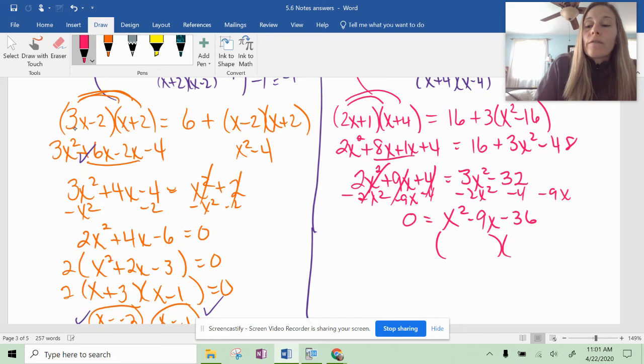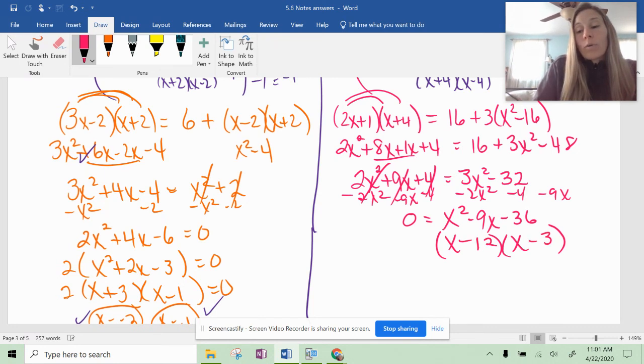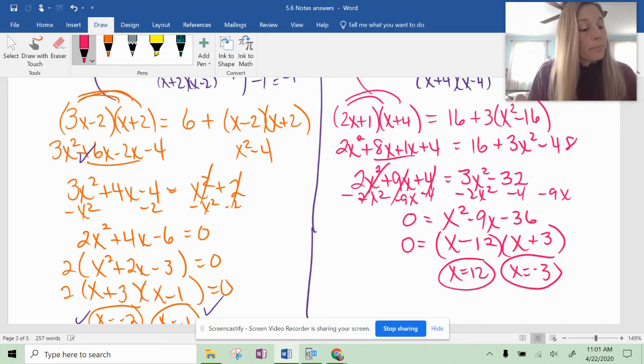Now this one should factor nicely. The two numbers that multiply to 36 that subtract to get 9 are 12 and 3, and it's negative 12, positive 3. So I have x equals 12 and x equals negative 3.